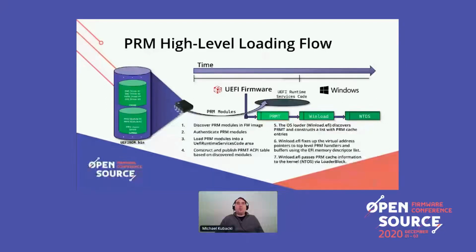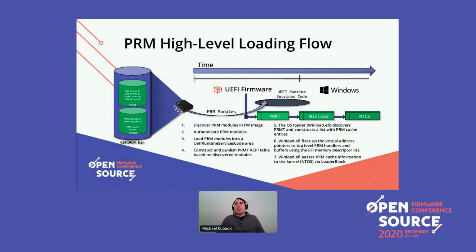Finally, the firmware needs to convey to the operating system the information about the PRM modules that it discovered on the system. It does that through a PRM ACPI table, the PRMT. The firmware is responsible for constructing that ACPI table with the information that it discovers from the images on flash. That is the main handoff to the operating system. It has two pieces: the runtime services code buffer and the PRMT. That's the code and that's the data about the code.